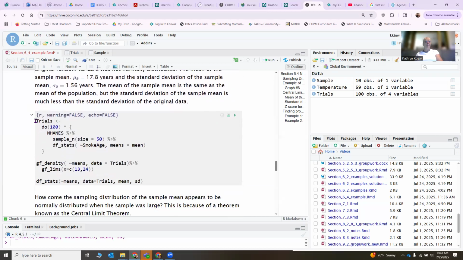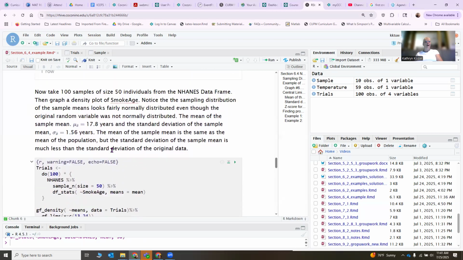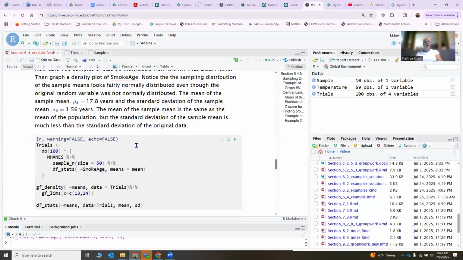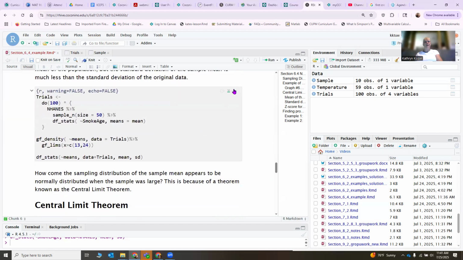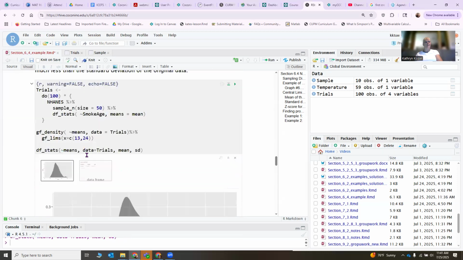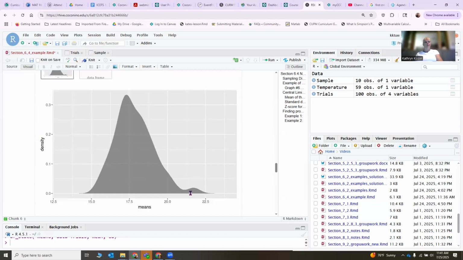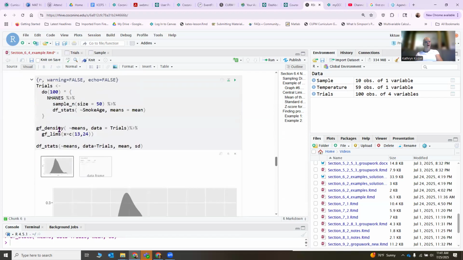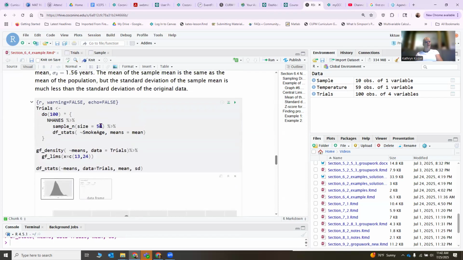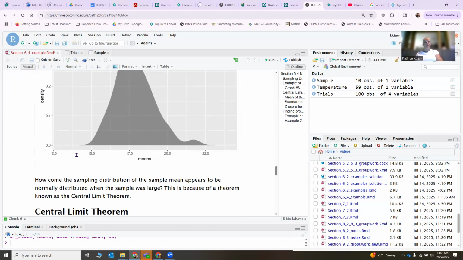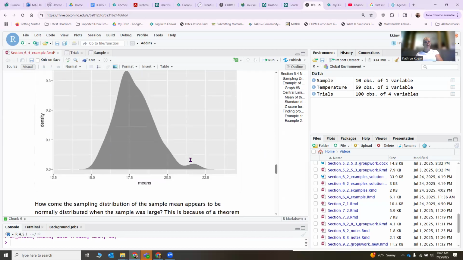So we're going to do the exact same thing we did before. Again, the population mean is 17.8, and the population standard deviation is 5.36. So let's run this one. Notice that we took samples of size 50, and then we calculated those means. So these are the sample means, and notice that the shape looks almost like a bell-shaped curve.